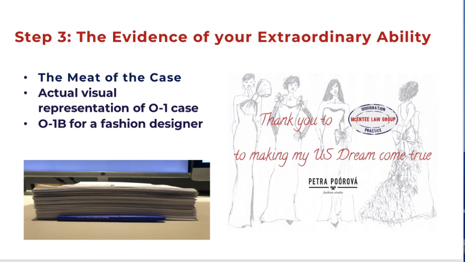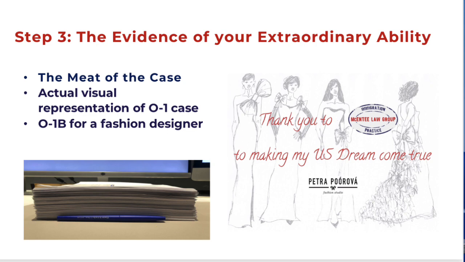Okay, so once we've figured out O-1A or O-1B, we've done the Goldilocks thing. Now we're getting into the meat of the case, and somebody asked about this, and Anna's going to chat about this. We're going to put all the evidence together now, and here's a visual representation with a little pen for scale. One of our cases of what an O-1B looked like for a fashion designer.